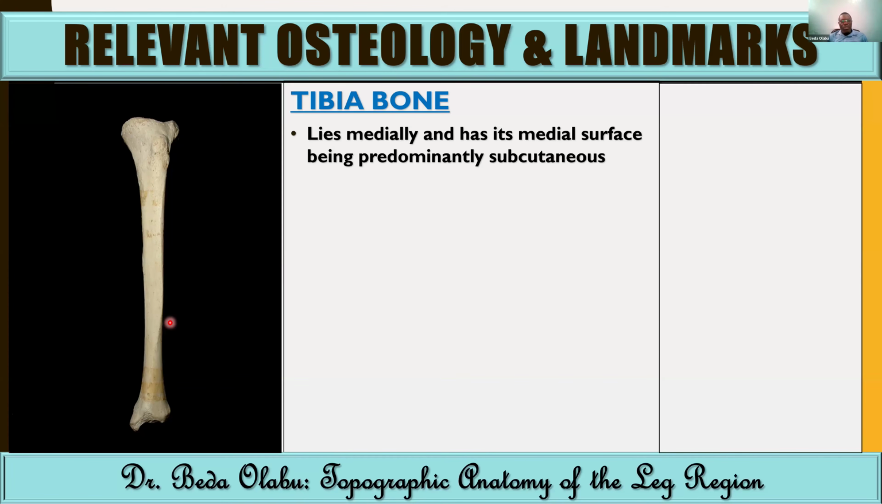One important thing about the tibia is that it has a surface that is predominantly subcutaneous. And you can feel that even on yourself. You can feel this medial surface, very subcutaneous. You can also feel the anterior border there, very subcutaneous. So it's predominantly subcutaneous, and that has implications on the blood supply and the healing process of this bone in case it's fractured. The proximal part is expanded.